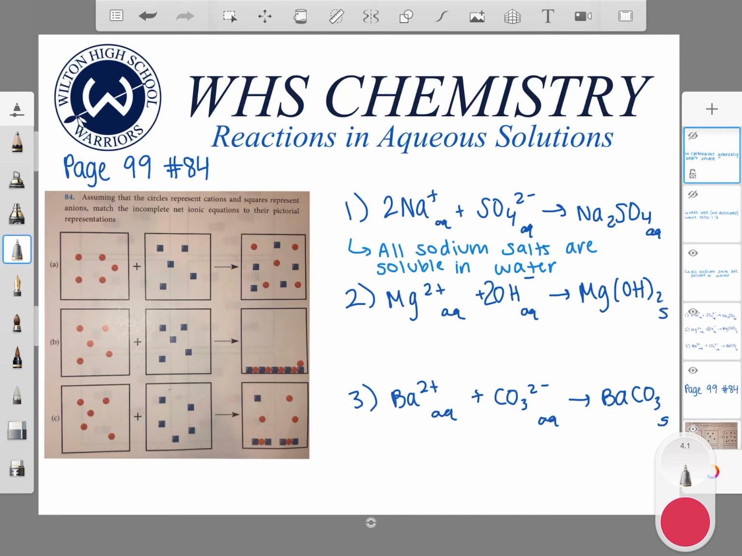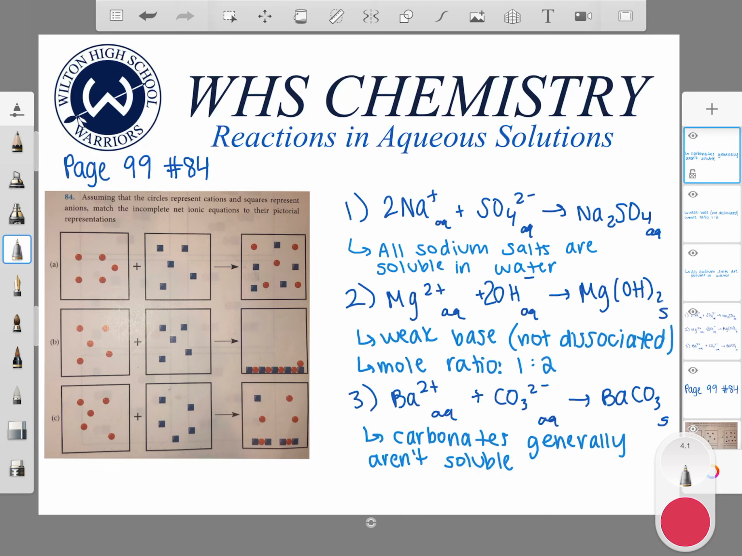MgOH2, if you don't know this already, you probably should know that MgOH2 is not a strong base. You'll have a list of strong bases and strong acids that you might have to memorize or that are given to you, so you know that MgOH2 is a weak base, so that means it's not going to be dissociated. You could also tell for the diagram by the mole ratio, which is 1 Mg2 plus to 2 OH minus. For BaCO3, carbonates generally aren't soluble, so we're going to take that into account when we're looking at this diagram too.